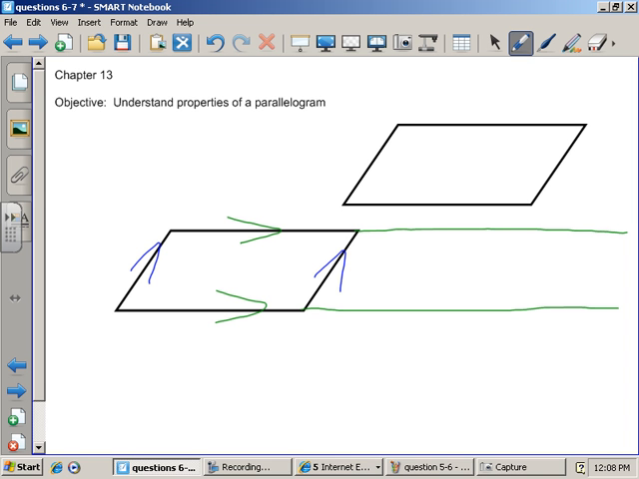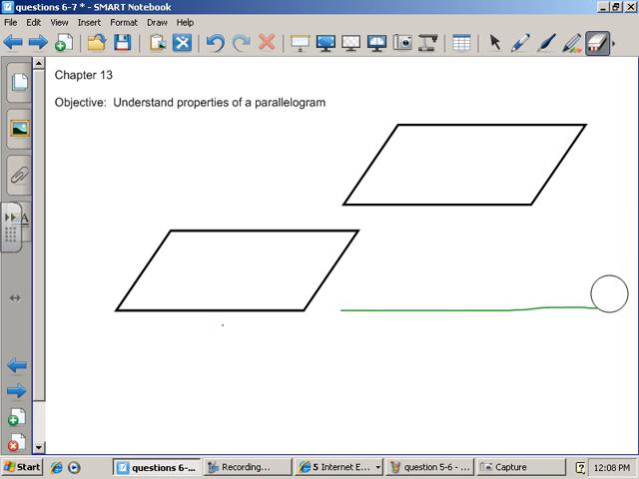Also inside a parallelogram, the opposite sides are of equal length. So this side is equal to this side, as well as this side is equal to this side. So that's a lot of information about the sides of parallelograms. Now let's try and dive in and go inside the parallelogram.